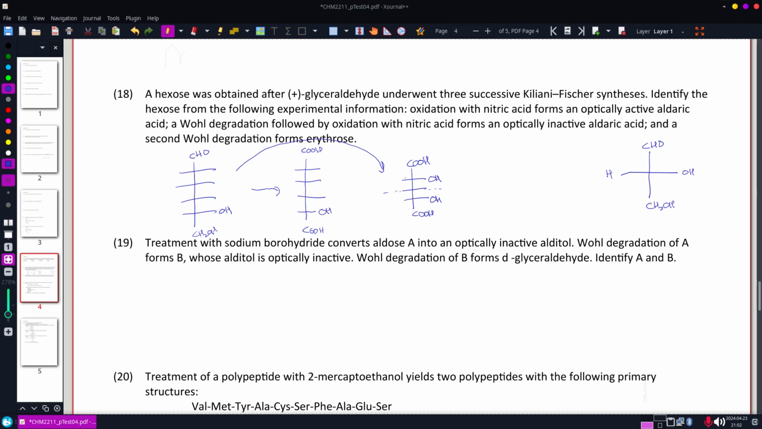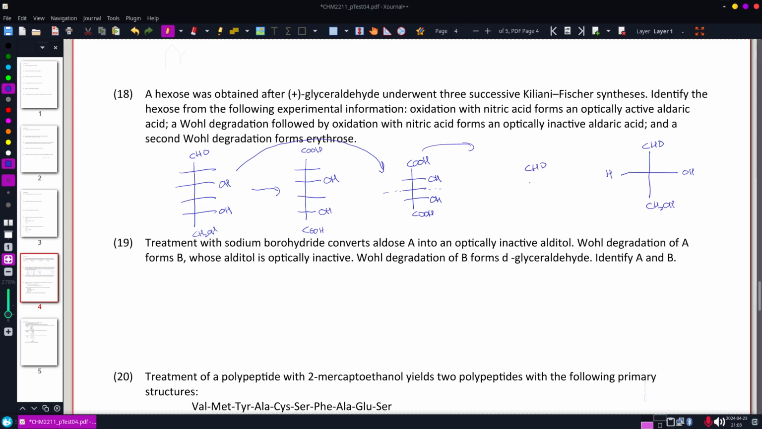All right, since I know that here, and I know that here, I can't do anything more with this yet, because one of these 2 just needs to be opposite, and that would make it optically inactive. All right, so what's my final thing? If I do a second Wohl degradation, probably from this middle thing, I get erythrose. All right, that finishes this up.